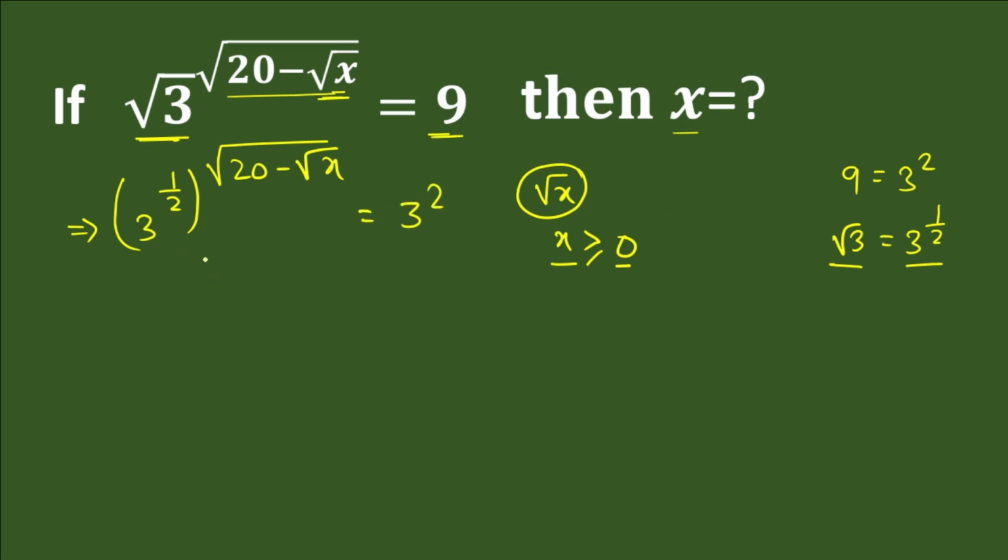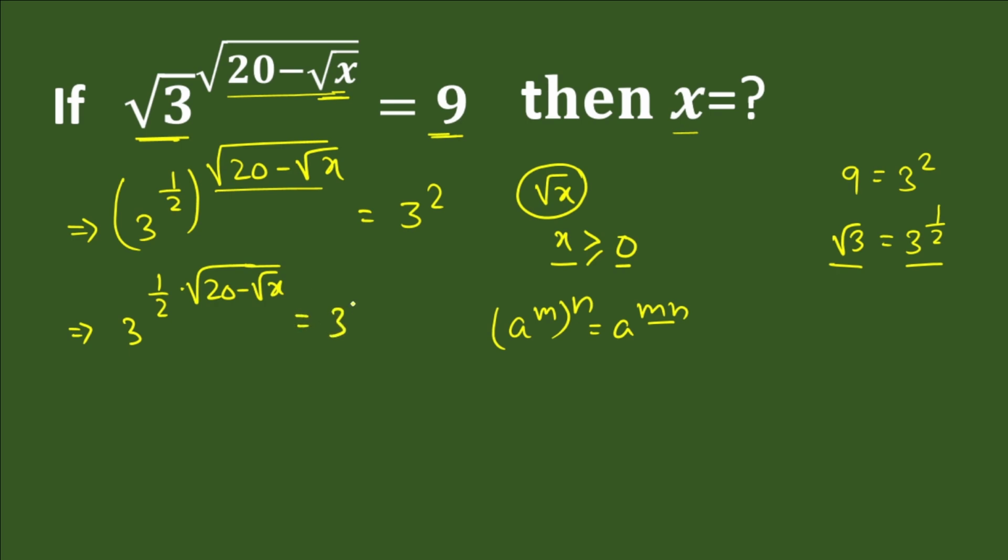Now according to the law of indices, if we have a to the power m and the whole is raised to the power n, that is equal to a to the power mn. Here we multiply the powers. Similarly, we have a power in brackets, so we'll multiply these powers. In the left hand side we can write 3 to the power 1 by 2 multiplied by square root of 20 minus square root x, and that is equal to 3 square.